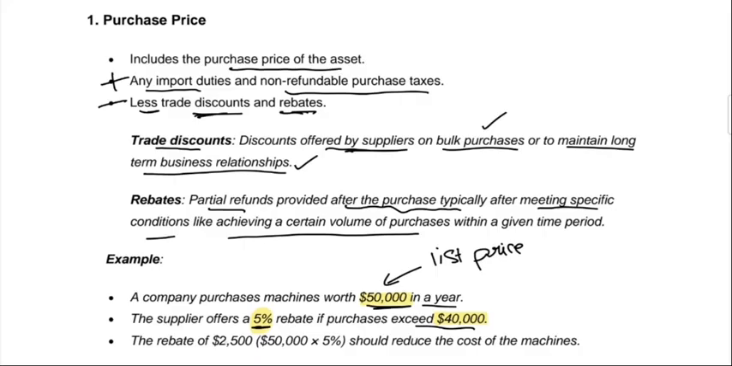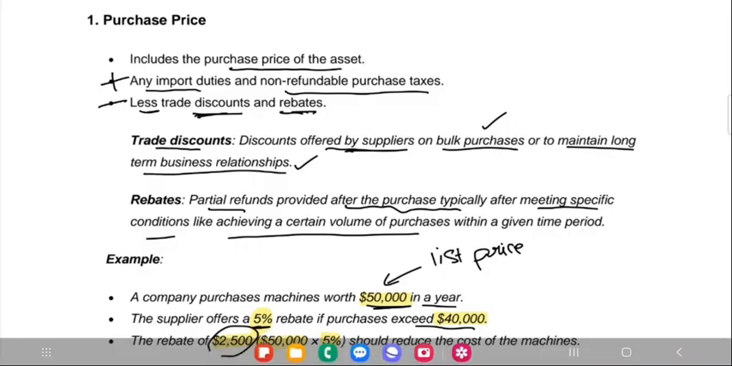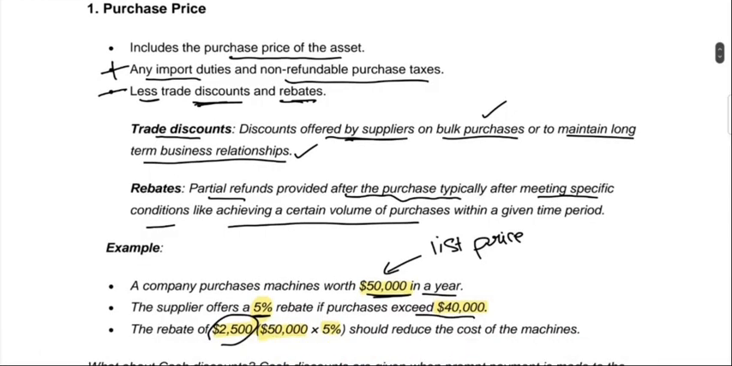So the rebate would be calculated as 5% of 50,000, and you get 2,500 of the rebate. This rebate of 2,500 will be deducted from the cost of the machine. And therefore, the final cost of the machine would look like this. You have 50,000, which was the initial list price of the asset, minus the 2,500. All right. And then you will have the final cost of the asset as $47,500. This is the cost of the asset which will be recorded.